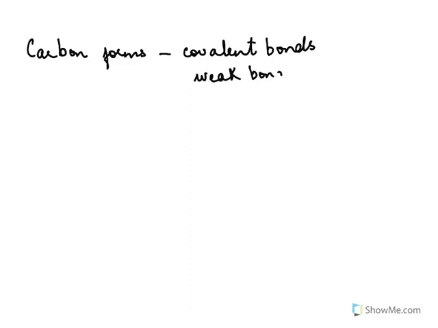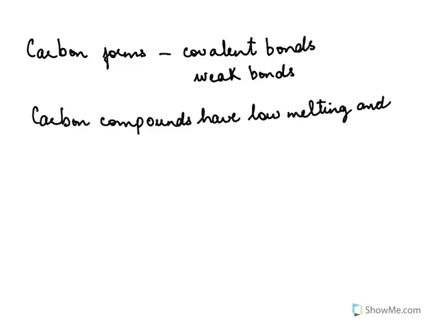So we see that carbon forms covalent bonds. And these covalent bonds are weak bonds. Because they are weak bonds, all carbon compounds have low melting and boiling points. They have low melting and boiling points because these covalent bonds are weak. Here there is also an absence of ions. There are no ions here.